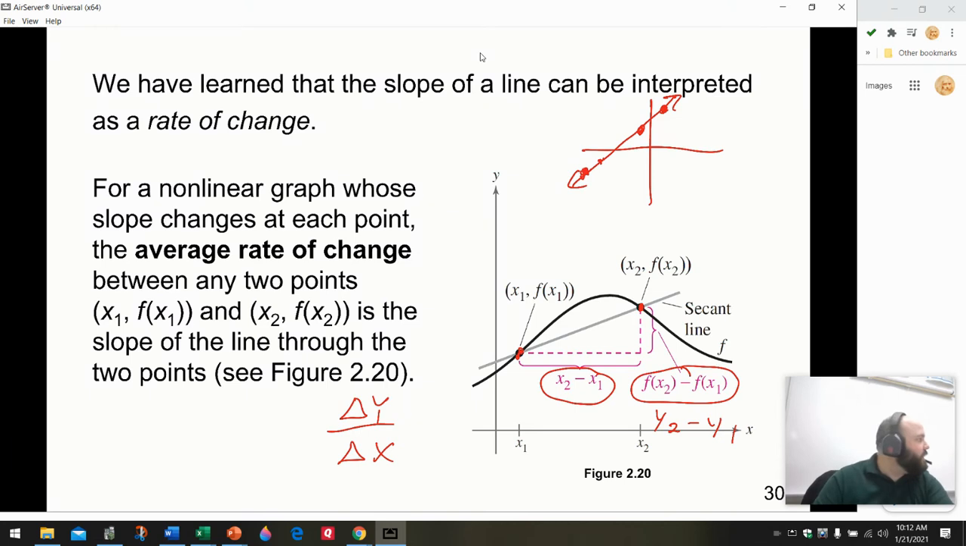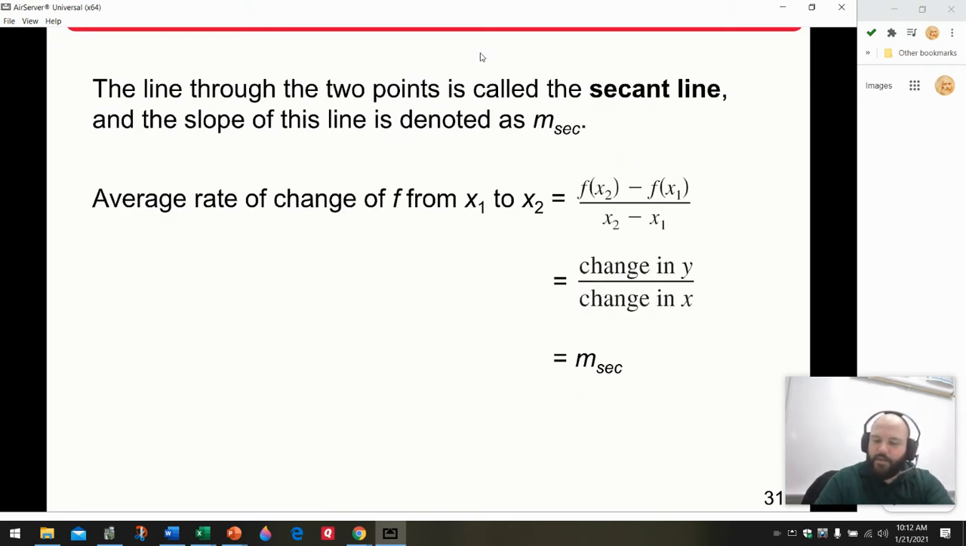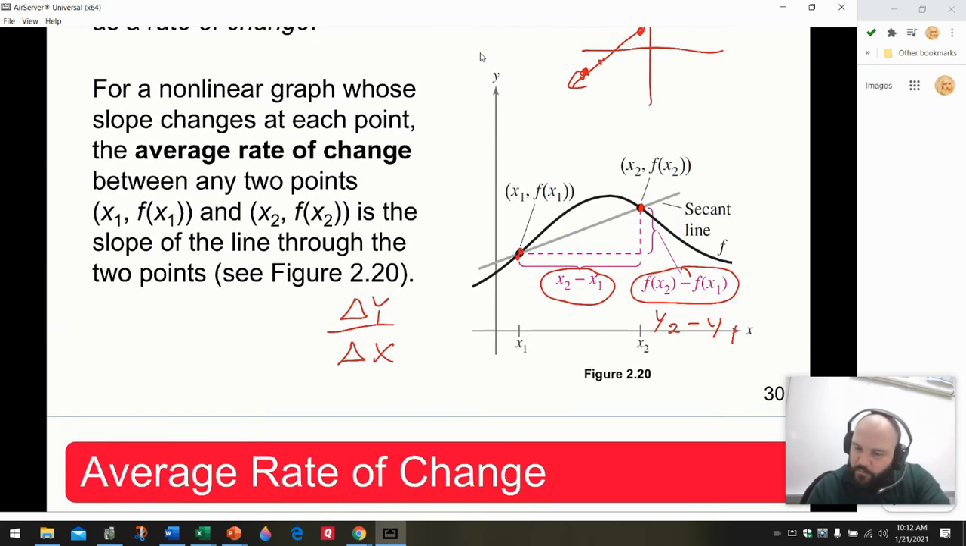And one other thing, it says that the line through the 2 points is called the secant line. And so they are referring to this line right here that's in gray. That would be called a secant line. And you can see that it is labeled right there as such.